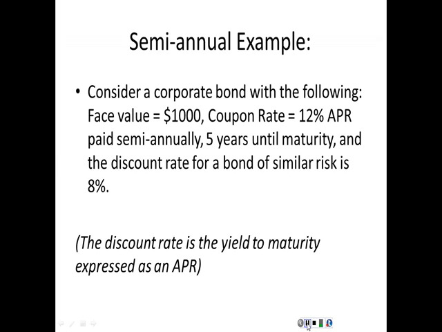Now with semi-annual, we have basically the same idea. We're going to calculate a coupon, but we just need to recognize that the coupon is going to be paid twice a year, or every 6 months. We also need to think about converting our years into 6-month intervals, and we need to convert our discount rate into a 6-month rate. Everything else is the same. It's still the present value of an annuity plus the present value of a lump sum.